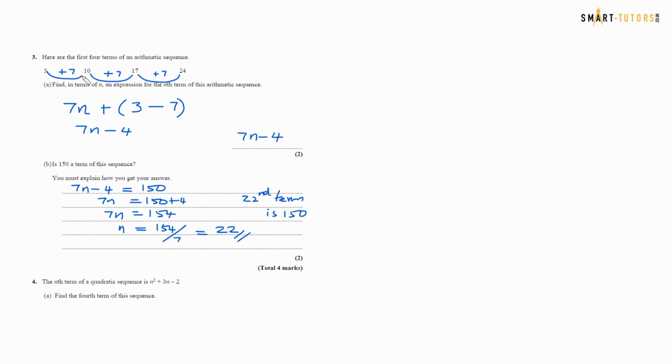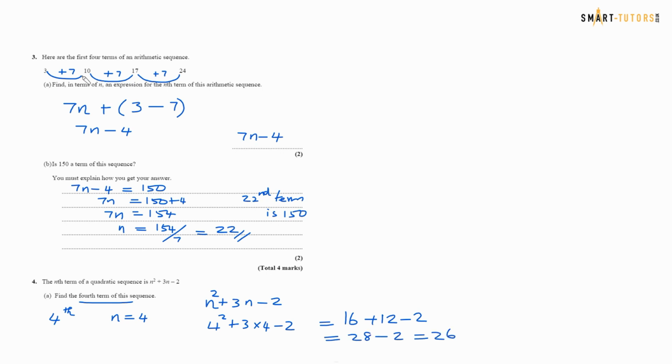Question number 4. The nth term of a quadratic sequence is n squared plus 3n minus 2. Find the fourth term. They are not asking for 4 terms, but the fourth term. So all you want to do is substitute n equals 4. So n squared plus 3n minus 2 is 4 squared plus 3 times 4 minus 2. The answer is 16 plus 12 minus 2, so 28 minus 2. So the answer is 26.